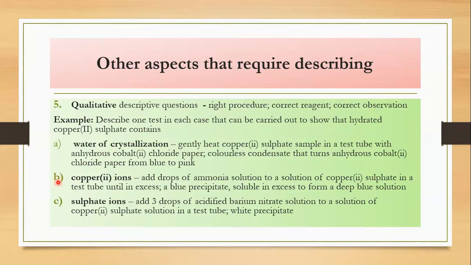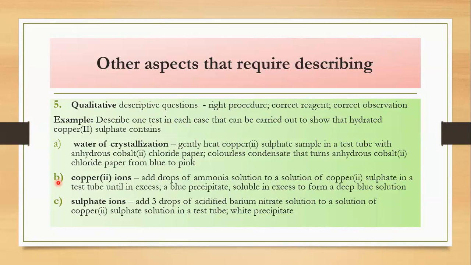I have written there the answer, you can see it mentions the procedure, it mentions the reagents, and then it gives the observation. Please, this has been described. When you're to describe, the procedure must come out, the reagents must come out, and then the observation must come out. In this case, the procedure and reagents are in one statement. Add drops of ammonia solution to a solution of copper(II) sulfate in a test tube until in excess.